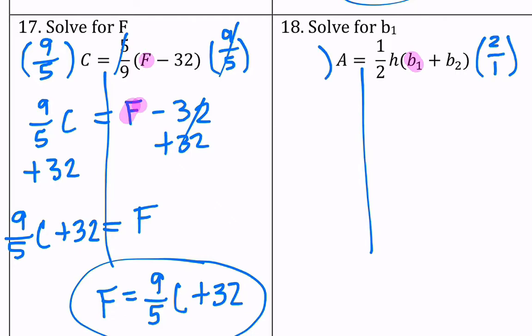What I do on one side, I do on the other. Well, guys, we know that 2 divided by 1 is just 2, so really we're just multiplying both sides by 2. On the left, 2 times a is 2a. On the right, the fraction and the reciprocal cancel, so the h times b1 plus b2 drops down.